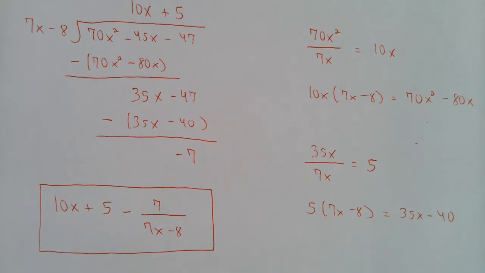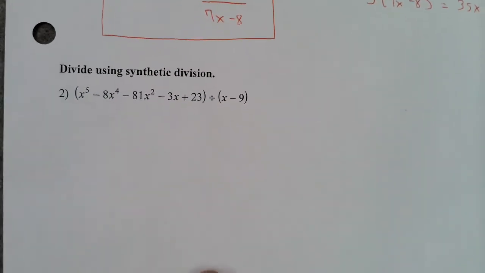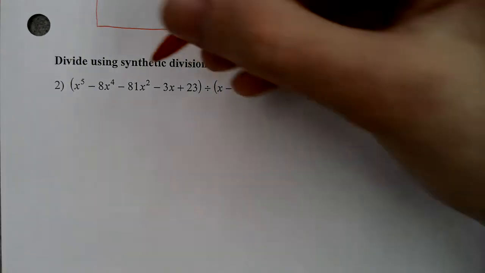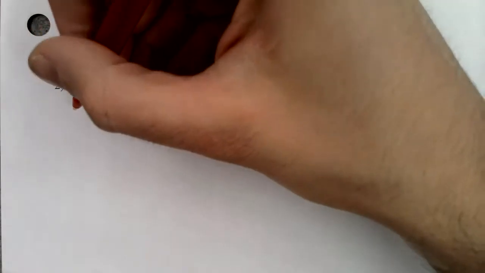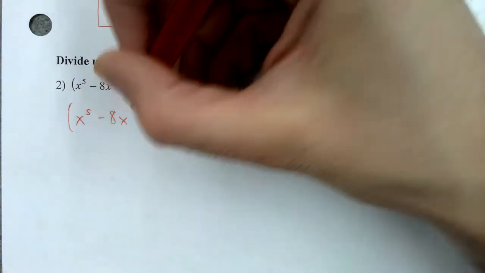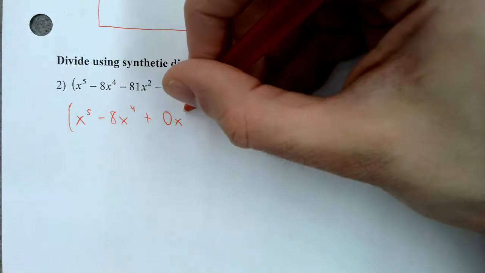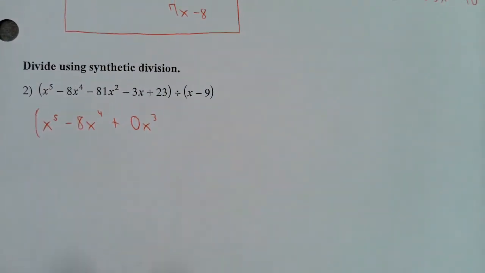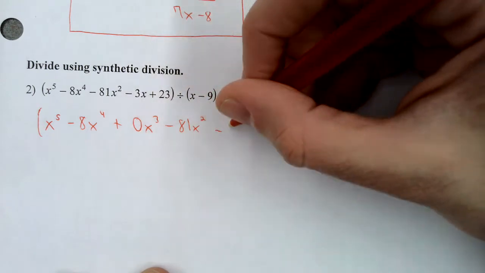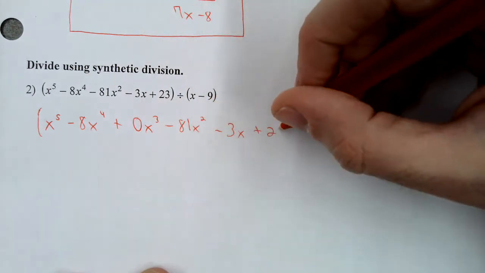Number 2, divide using synthetic division. So always be careful. If you're missing a term, you have to put in the 0. So you're missing the x cubed term, so maybe you want to do this first. You don't have to do it right now, but you definitely have to do it later. So I'll just do it right now. I'll do plus 0x cubed minus 81x squared minus 3x plus 23.